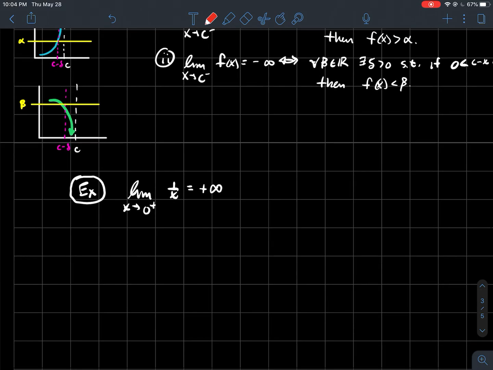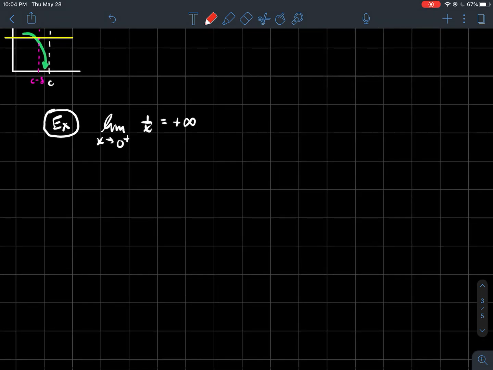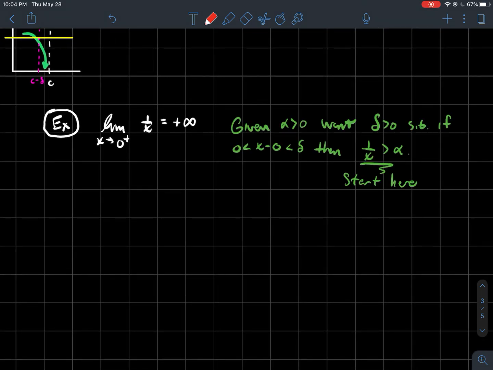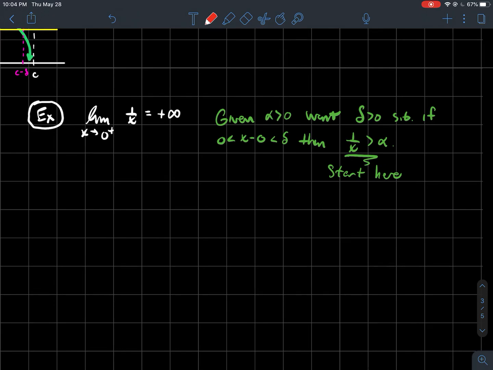All right, so let's do a concrete example. I want to show the limit of 1 over x is positive infinity when I come from the right. And so just to show you some scratch work, how would you get started? Given some positive number alpha here, just because I know I'm coming from the right, I only need to look at alphas that are positive, and I'm going to positive infinity.